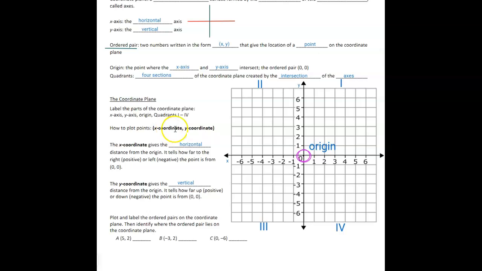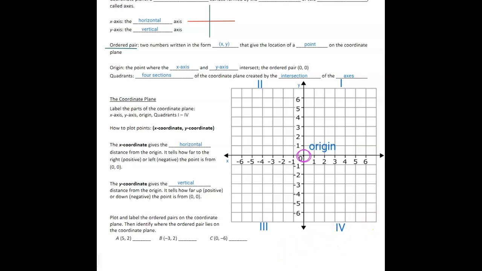Now let's discuss how to plot coordinates of the ordered pair using your x-coordinate and your y-coordinate. Your x-coordinate is going to be your number for the horizontal axis, and you're going to be moving left or right. The second, y-coordinate is going to be the up and down. So let's practice plotting some points. We're going to plot and label the ordered pairs on the coordinate plane and then identify where the ordered pairs lie on the coordinate plane.